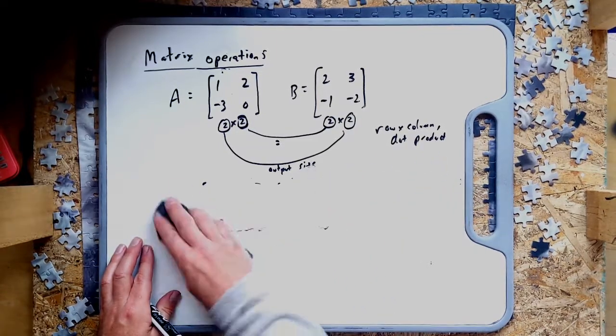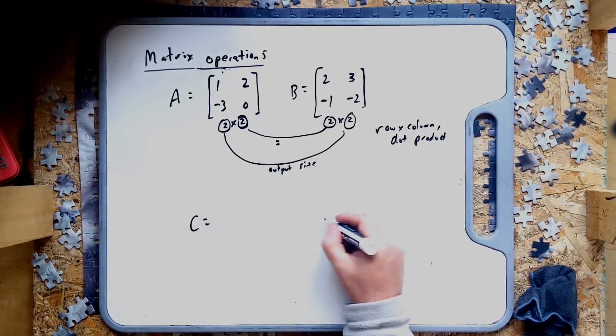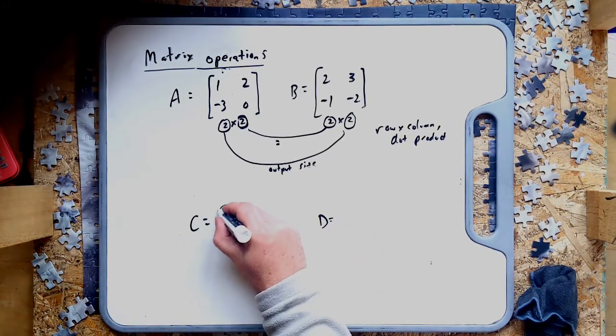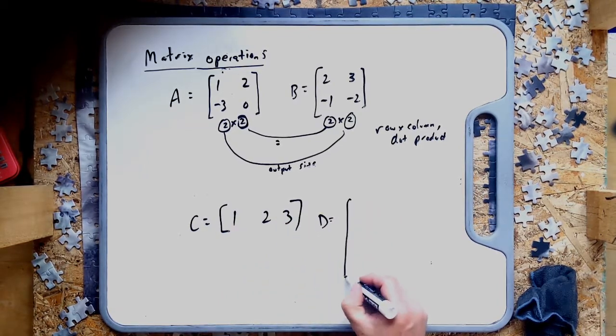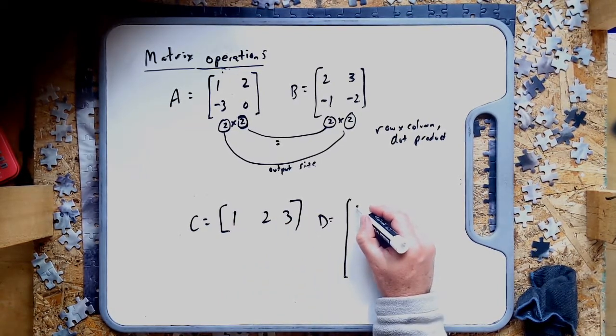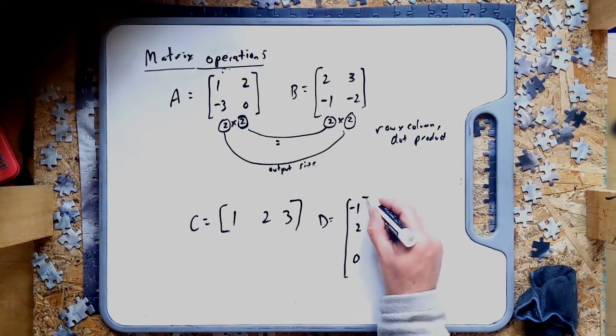All right, I'm going to give one more example. A little more extreme example. I'm going to make two more matrices, C and D. C is going to be a matrix 1, 2, 3, and D will be a column matrix. Let's just make it negative 1, 2, and 0.